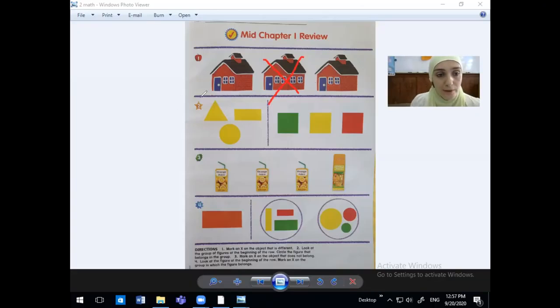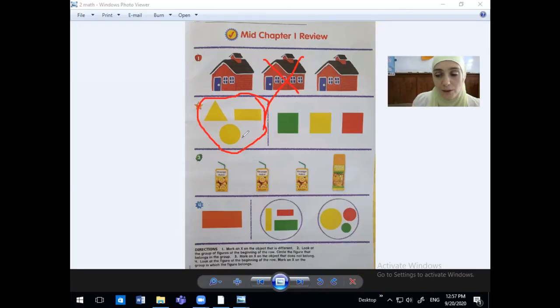Okay, so exercise 2. Look at the group of figures at the beginning of the row and circle the figure that belongs in the group. So look at the group of figures at the beginning of the row. It means this one. So we look at this group and circle the figure that belongs in the group.